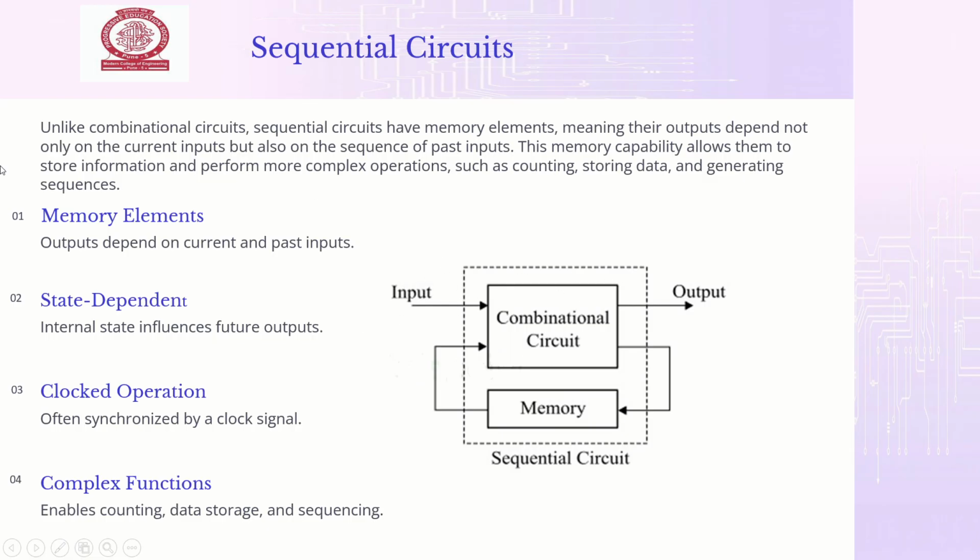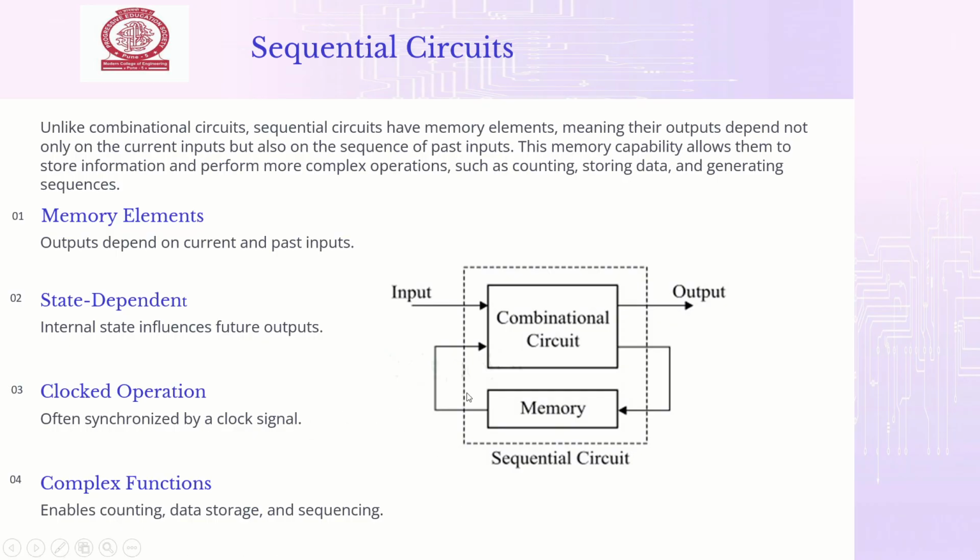But in a sequential circuit, there are memory elements, meaning the output depends not only on the current input but also on the sequence of past inputs. This memory capability allows them to store information and perform more complex operations such as counting, storing data, and generating sequences. The features: it contains a memory element, it is state dependent, clock operation is there for synchronizing, and complex functions, that is, it enables counting, data storage, and sequencing.